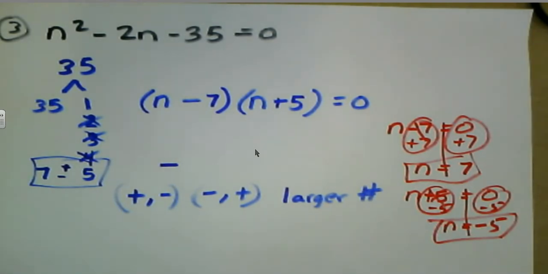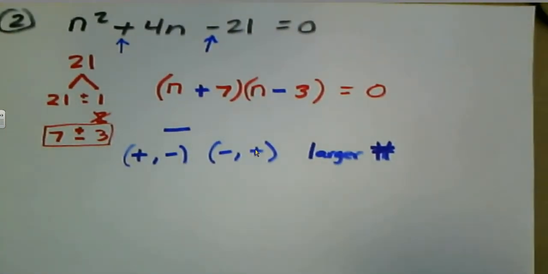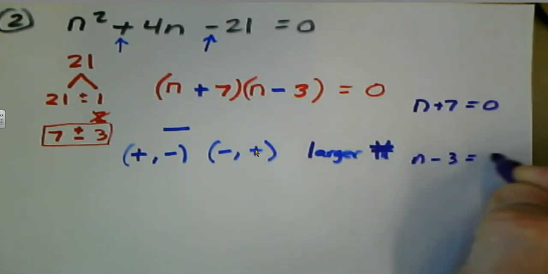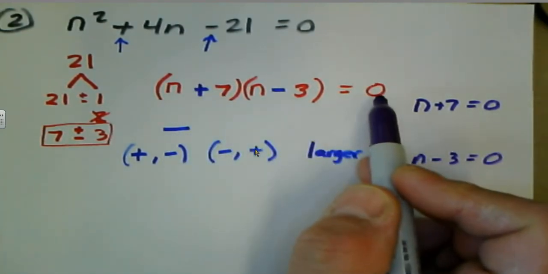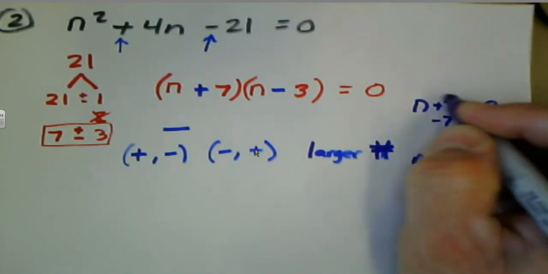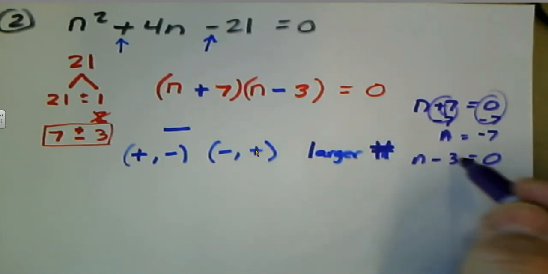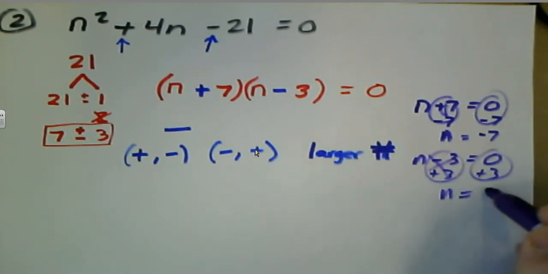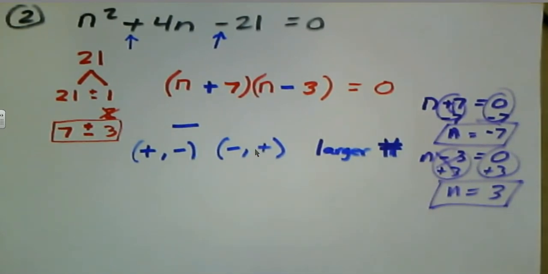So those are our two answers, our two x's, x-intercepts, zeros. So going back, if you don't have that, I'll give you a second here. Going back to number 2, because we didn't do that. There's number 2. I didn't set these to 0. Why? Because this is n plus 7 equals 0 and n minus 3 equals 0. So we need to do that. So subtract 7 from both sides. n equals negative 7. And add 3 to both sides. n equals 3. And there's our x's, our x-intercepts, our zeros.